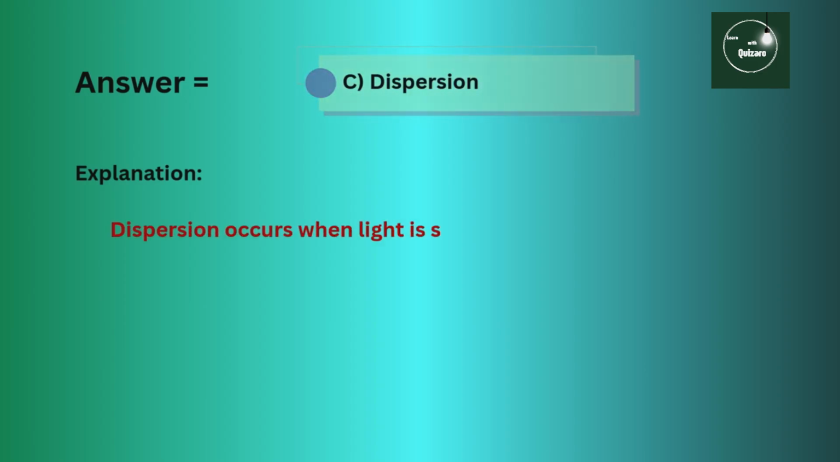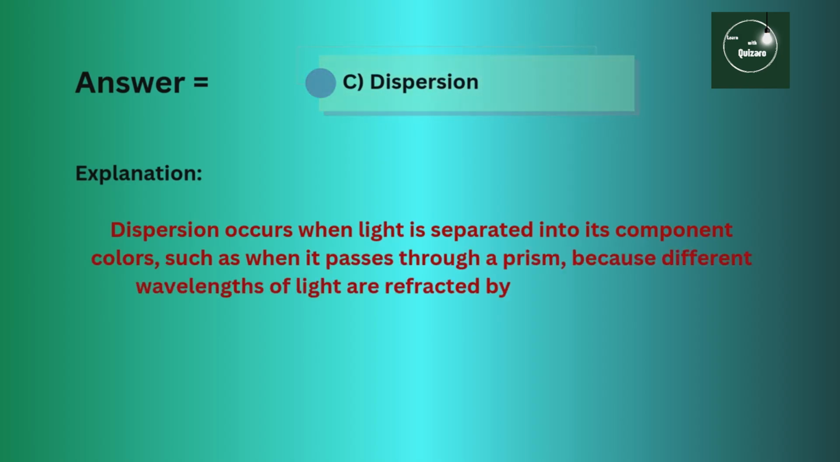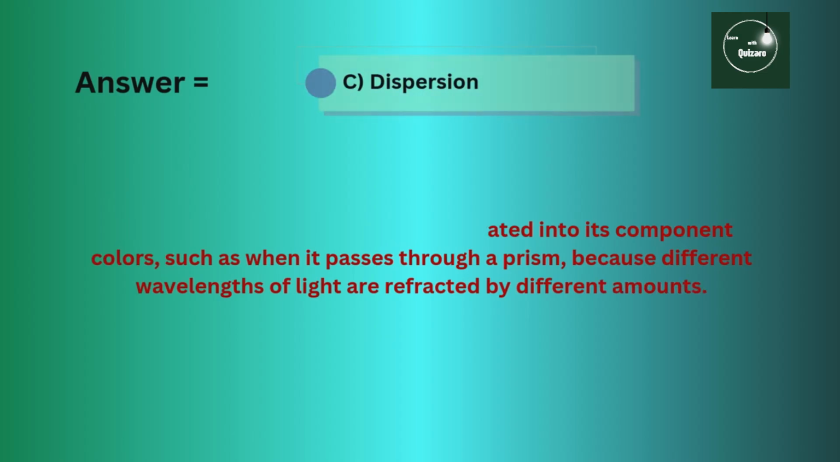Answer is C. Dispersion. Dispersion occurs when light is separated into its component colors, such as when it passes through a prism, because different wavelengths of light are refracted by different amounts.